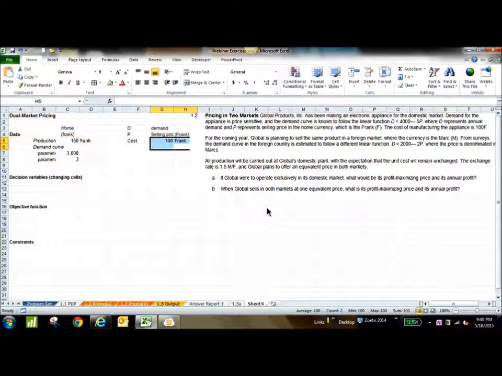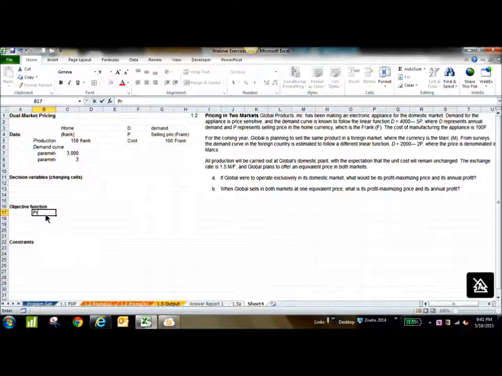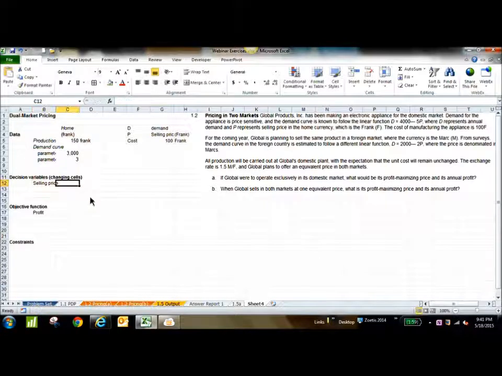So profit maximizing price. So we're talking about profit. And we're talking about selling price as being the decision variable. So the unknown is what would be the profit maximizing price.